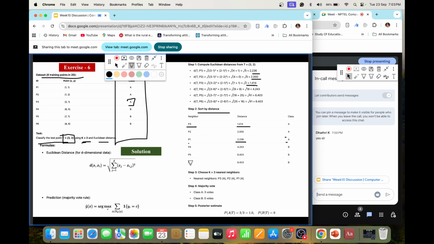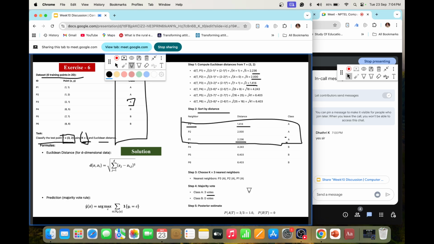Now whenever we do the voting with K equals 3, we will only consider these 3 neighbors. We will not look at the next ones because K equals 3 has been given. So we focus only on these 3 neighbors. For these 3 neighbors, you can clearly see all the classes are A. That means the voting gives 3 A and 0 B, so we can say this target point (3, 2) belongs to class A.